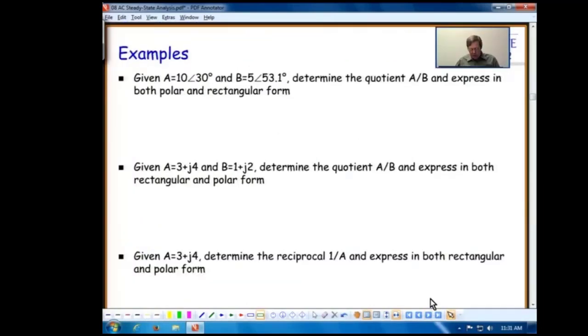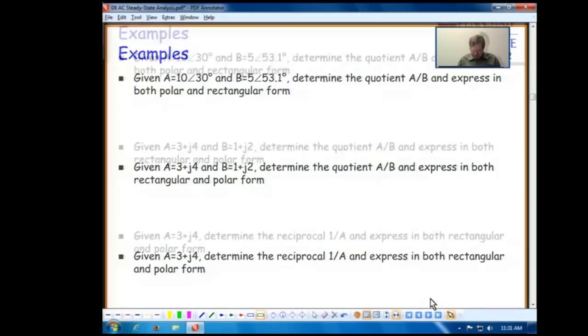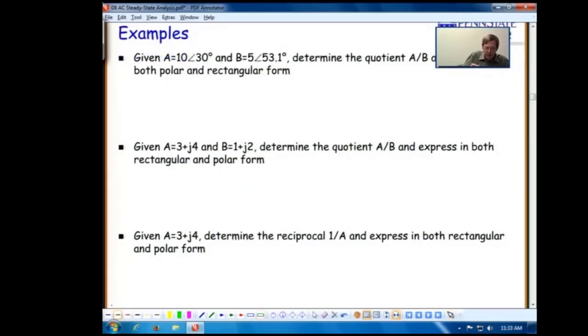So again, why don't you pause the video and try these two examples. Alright, so what'd you come up with? If I divide A by B, I get A over B.